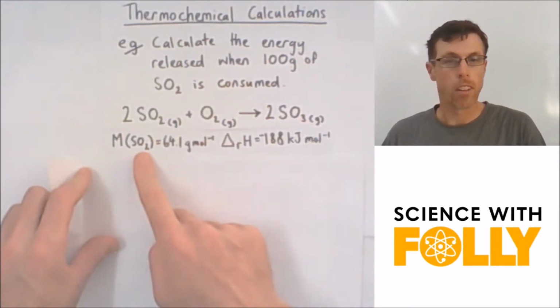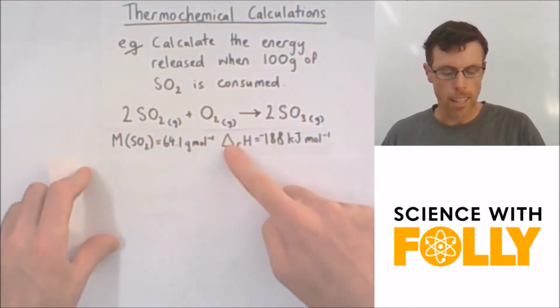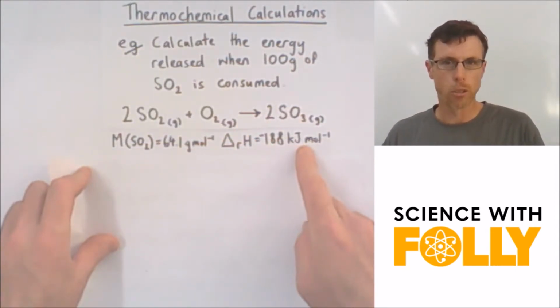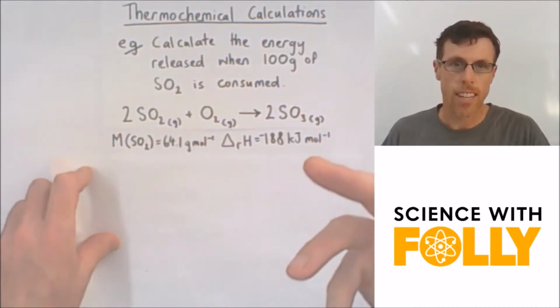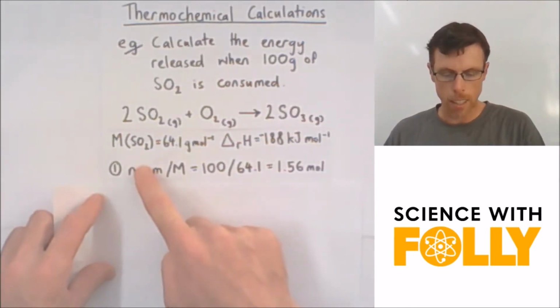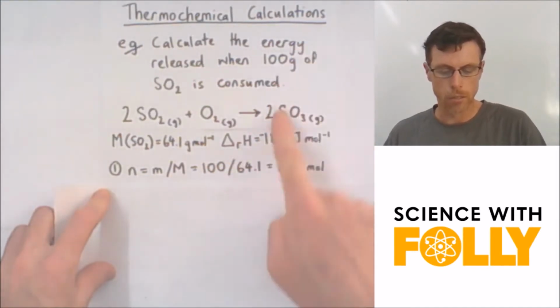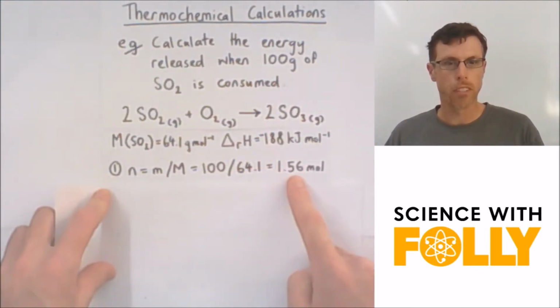The molar mass of SO2 is 64.1 grams per mole, and the enthalpy change is negative 188 kilojoules per mole. It's negative, so this tells us that this reaction is exothermic. So what do we do? We start off by calculating the number of moles of SO2. So we've got 100 grams divided by 64.1, and that gives us 1.56 moles.